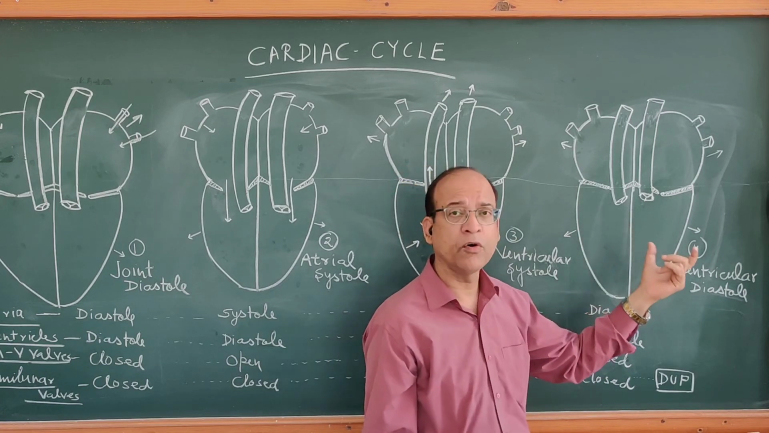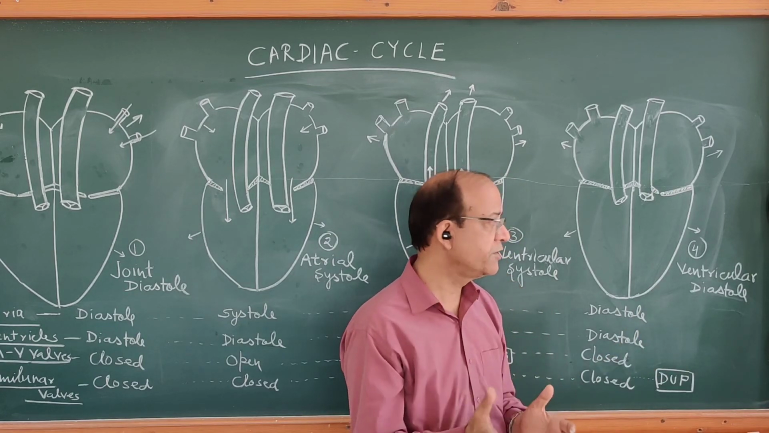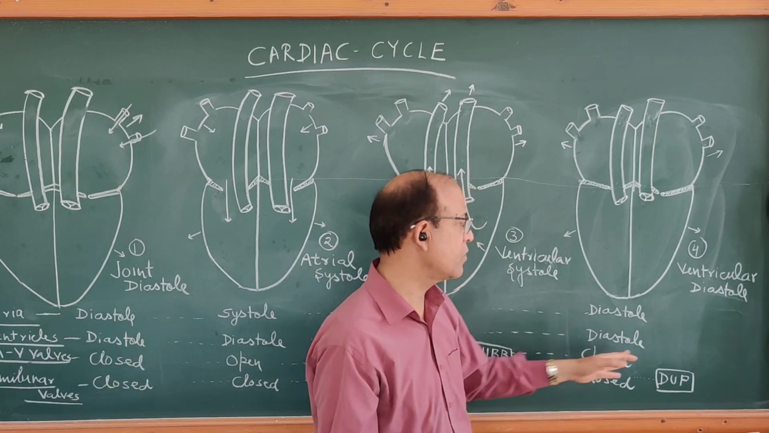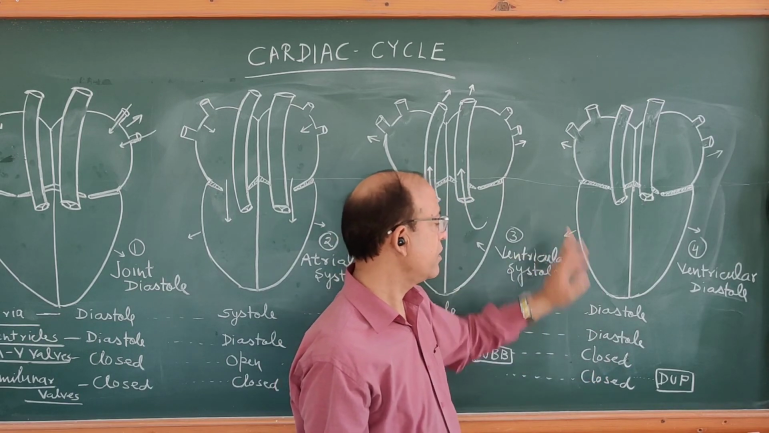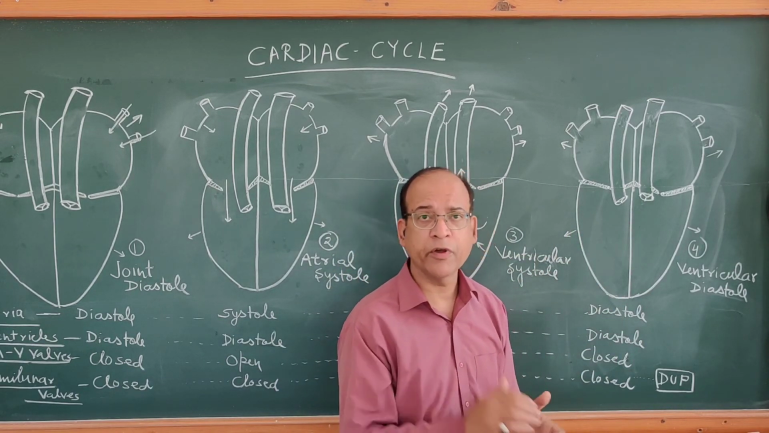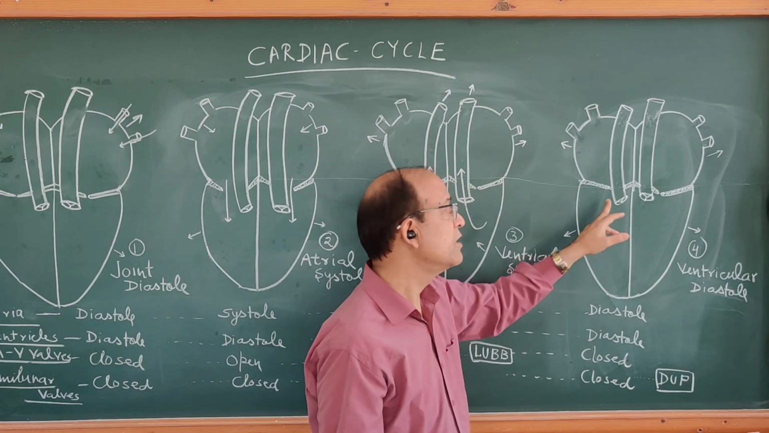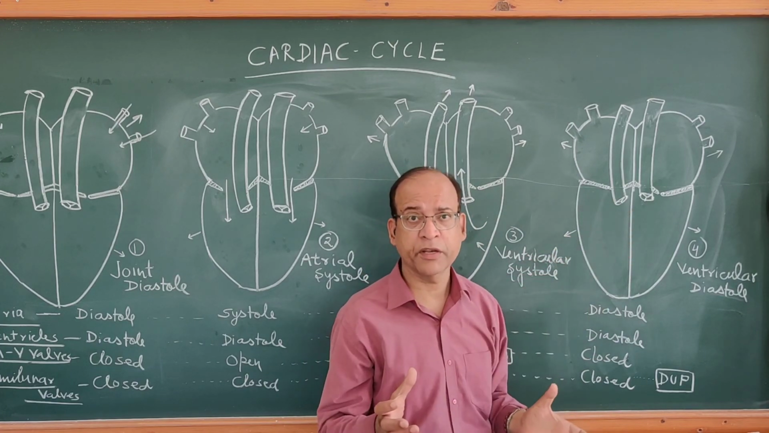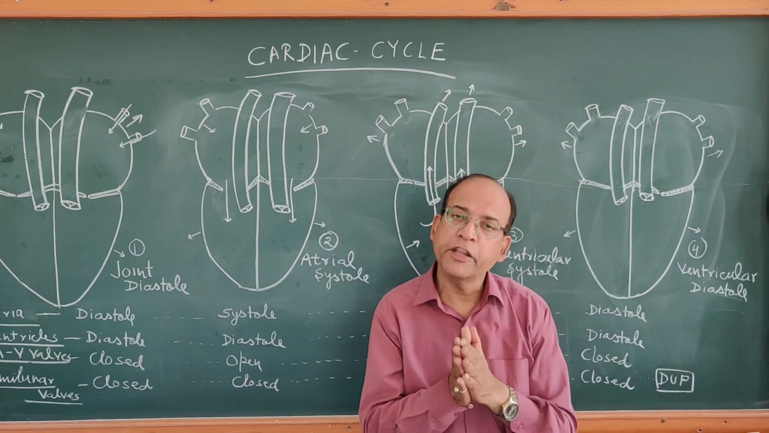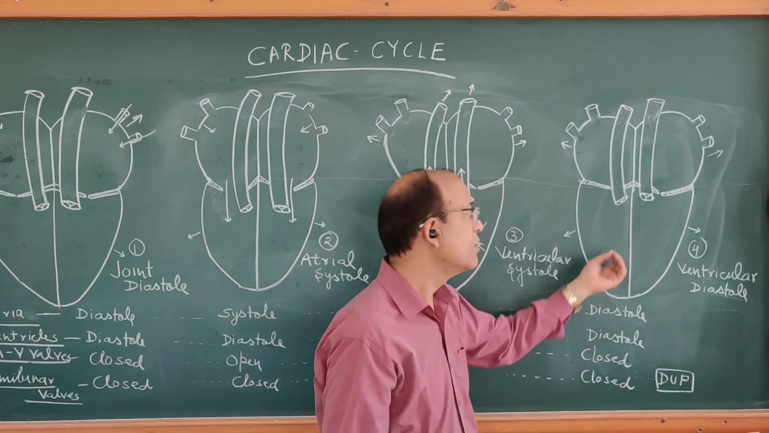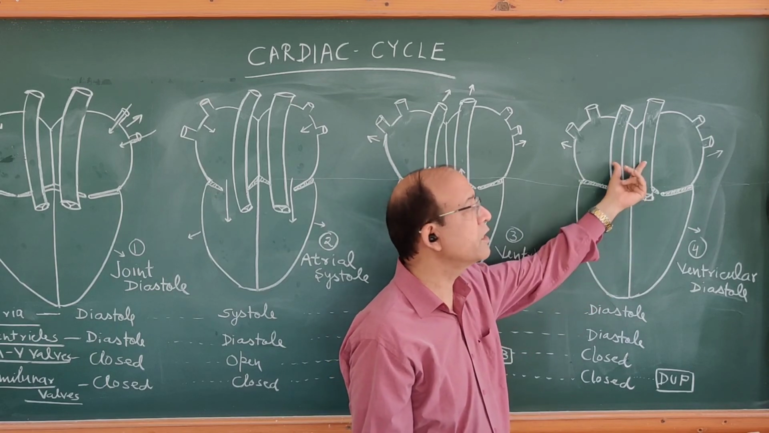And this closure of semilunar valves also creates a sound, and this is the second heart sound. This heart sound is dull. It is due to the closure of semilunar valves, because semilunar valves are small in size. That's why the sound produced because of their closure is not much louder and is of short duration. Because of the closure of semilunar valves, the blood which was pumped into the arteries cannot come back.